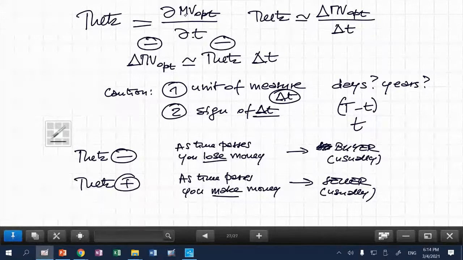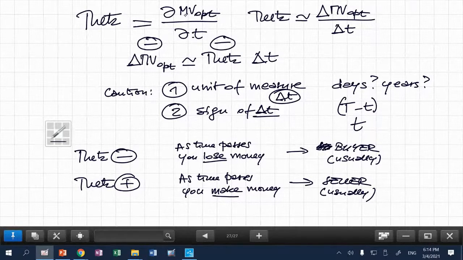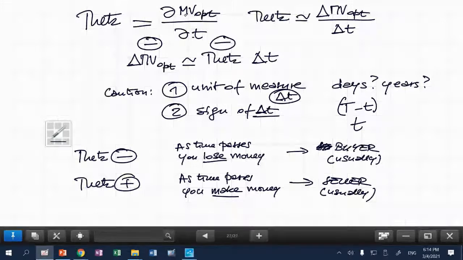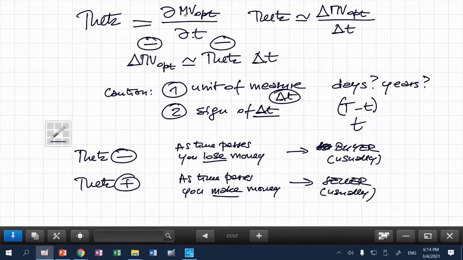Because the typical name of the game in options is that if you buy options, you are positive gamma, so curvature is on your side, but you are negative theta, so when time passes, you lose. If you sell options, it's the other way around. The good part of the story is that if time passes, time is in your favor, but curvature is against.